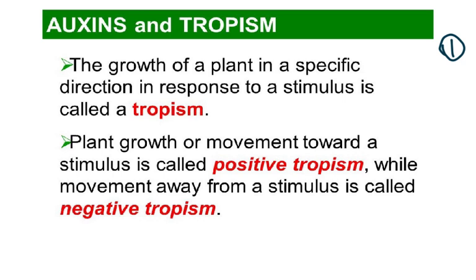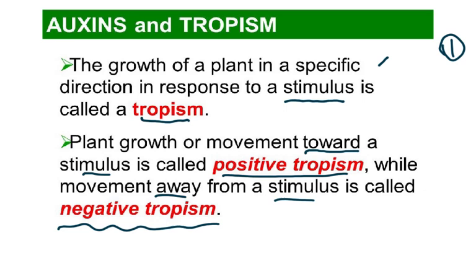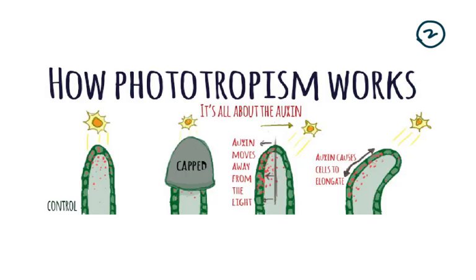Before I go into the MCQs, I want to just revise this with you. So, auxins and tropism. The growth of a plant in a specific direction in response to a stimulus is called a tropism. Plant growth or movement towards a stimulus is called positive tropism, while away from the stimulus is called negative tropism. What you have to understand is how the two tropisms work. One is called gravitropism or geotropism, and the other is called phototropism.